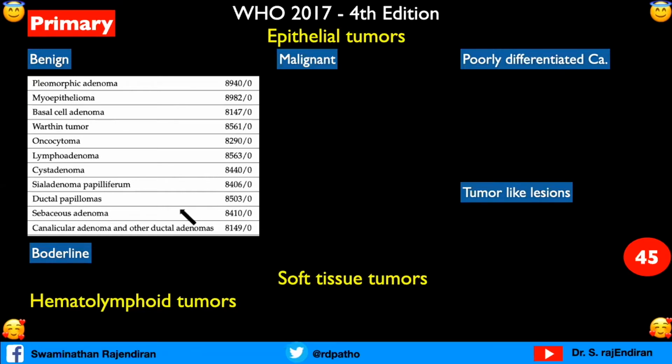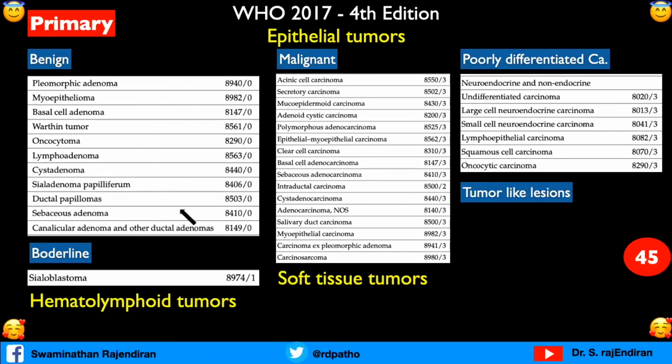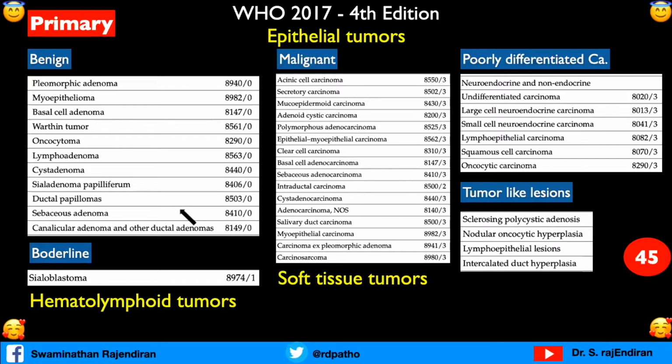So these are all the tumors in the benign. Borderline, we have only sialoblastoma. Malignant, we have a big list of tumors. Poorly differentiated carcinoma, we have a good number. The neuroendocrine and non-neuroendocrine, like a small cell carcinoma, comes in the poorly differentiated carcinoma. Tumor-like lesions, they included now 4 conditions. Okay, we will be seeing these tumors again and again, these names.